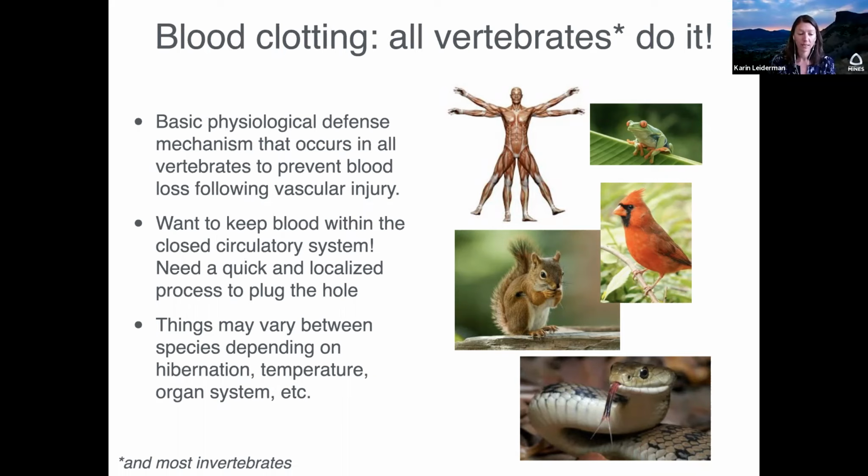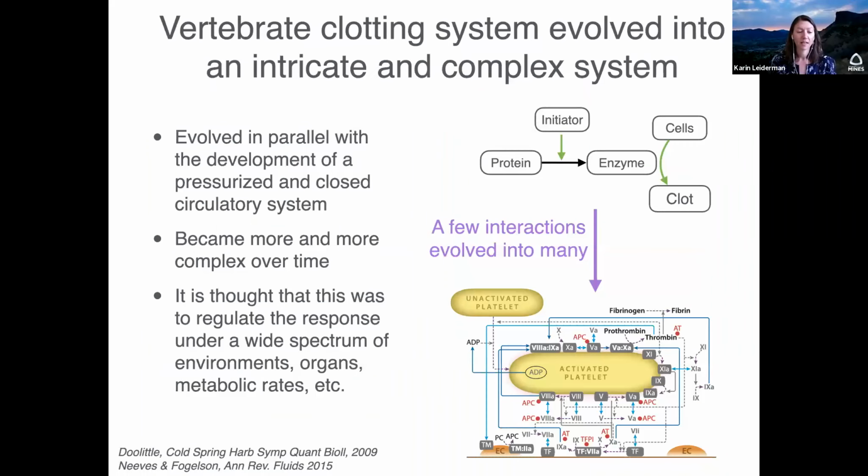So among vertebrates, there's a few differences in the clotting system, and it depends really on environment. For example, hibernating squirrels, or having different organ systems, etc. The clotting system didn't start out that complex, but it has evolved over time to become more and more complex, likely to regulate animals' responses under a wider spectrum of environments. For example, species have evolved to have higher blood pressure, more complicated cardiovascular systems, higher metabolic rates, and new organs and organ systems. And the clotting system had to evolve along with all of these changes.